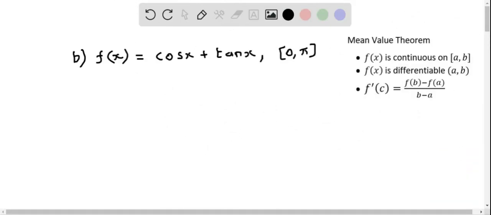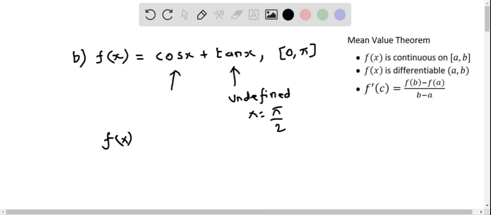In part B we have the function f of x equals cos x plus tan x defined on the closed interval 0, pi. So let's verify if the mean value theorem can be applied to this function. Cos x is continuous everywhere. However, the tan x function is undefined at x equals pi by 2. So the sum of these trigonometric functions is undefined at x equal to pi by 2, and this means f of x is not continuous at x equals pi by 2.